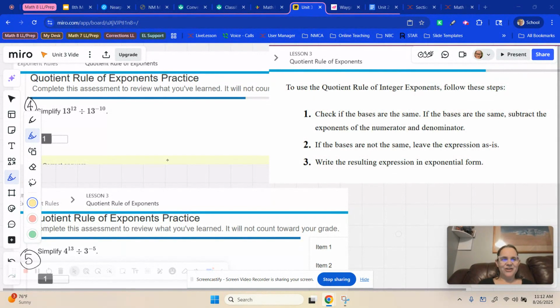Everybody. You're going to be learning about the quotient rule for exponents in this section. And so the quotient rule you will find in your lesson. They give you these 3 steps.